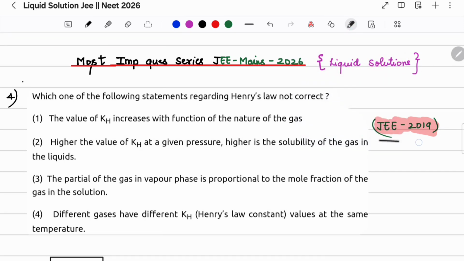Question 4 has been asked. This question has been asked in JEE Mains 2019. What is this question? They are asking which one of the following statements regarding Henry's law is not correct. Okay, what they are asking is "not correct", so keep that in mind. Now they are asking the question.